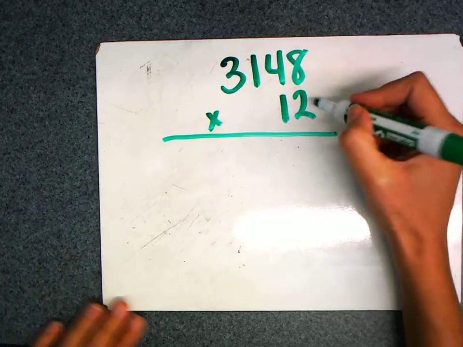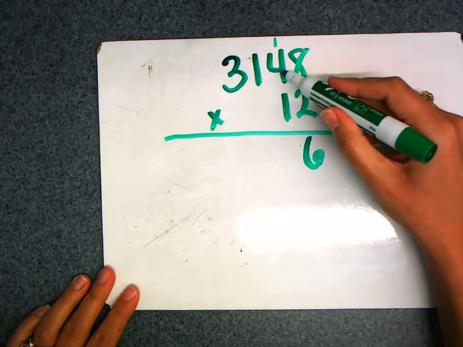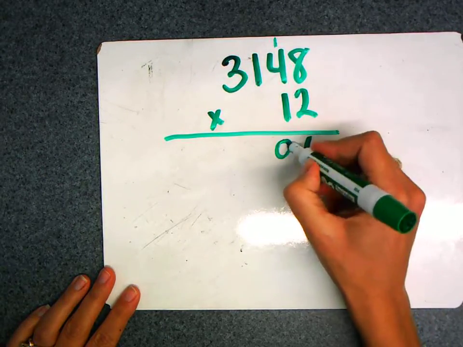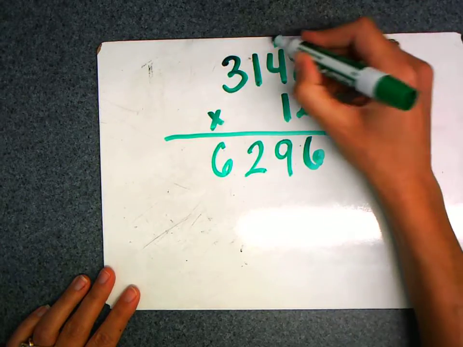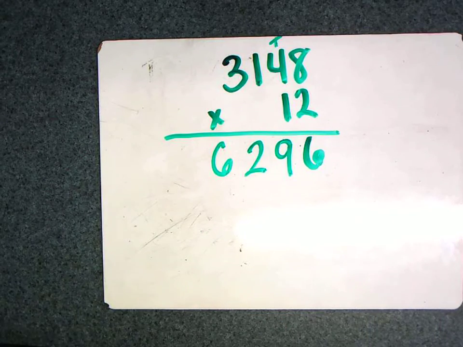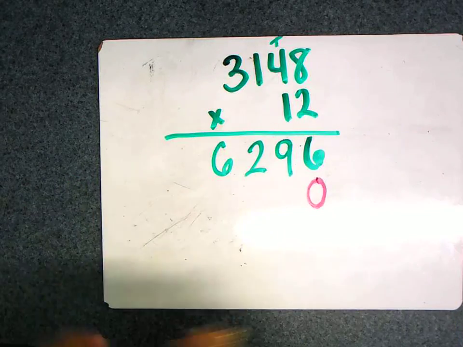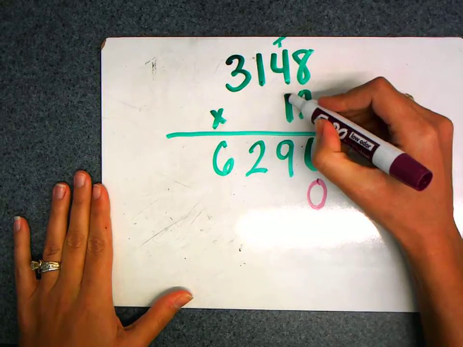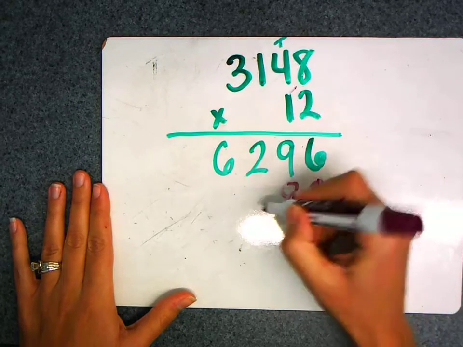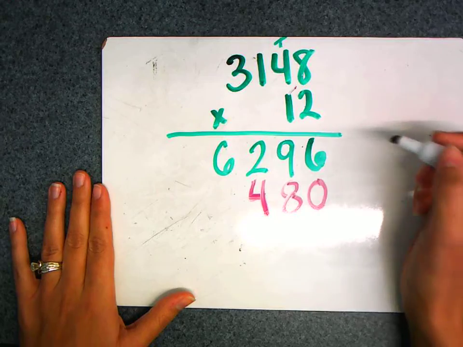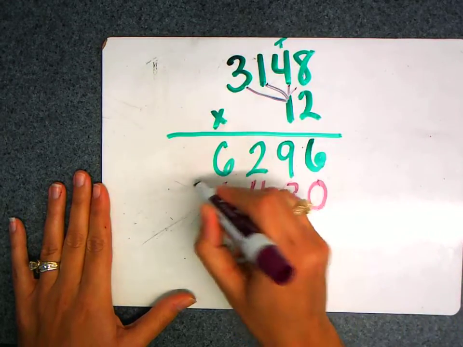I'm going to start with my ones place. I do 2 times 8 and I get 16. Carry my 1. 2 times 4 is 8, plus 1 is 9. 2 times 1 is 2, and 2 times 3 is 6. Okay, so I've done my ones place. Now I'm going to move on to my tens place and multiply by my tens place. I put my 0 as my placeholder, and now I multiply by my tens place. 1 times 8 gives me 8. 1 times 4 is 4. 1 times 1 is 1, and 1 times 3 is 3.